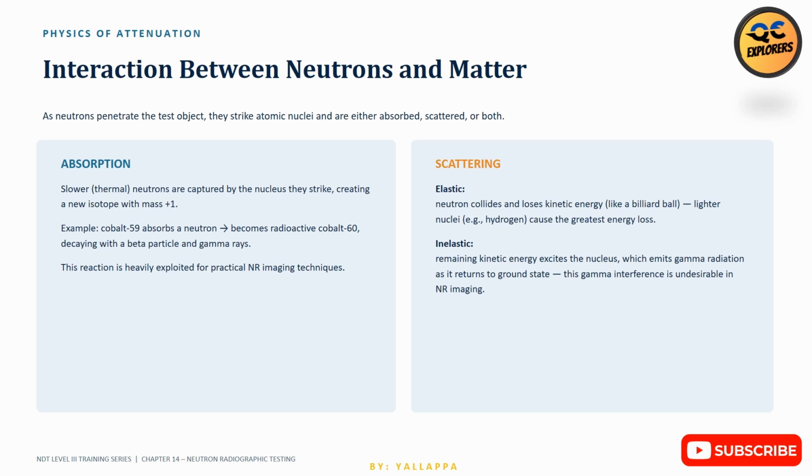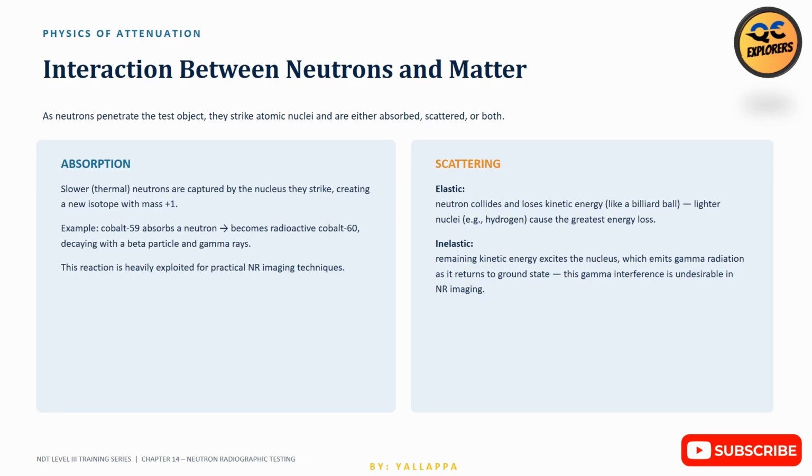Scattering occurs when the neutron strikes a nucleus but is not captured. Instead, it changes direction and often loses energy. There are two forms of scattering. The first is elastic scattering. Here, the neutron behaves much like a billiard ball striking another ball. Energy is transferred during the collision, but the nucleus remains in its original energy state.